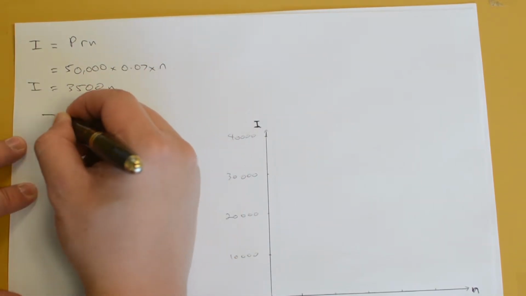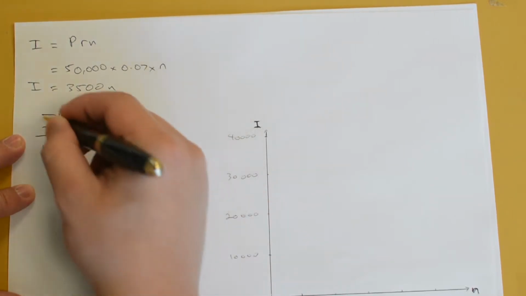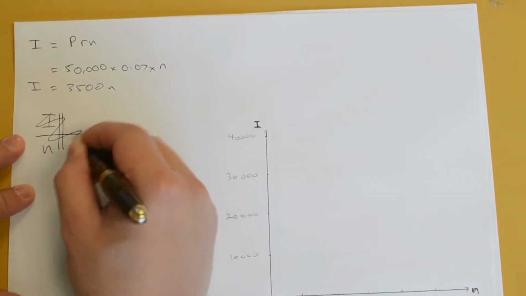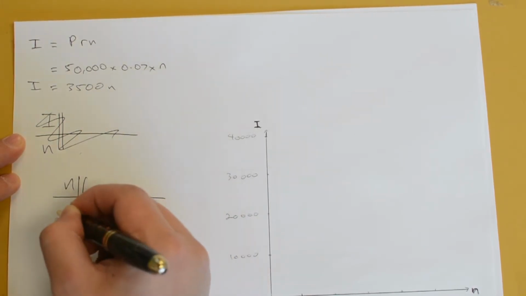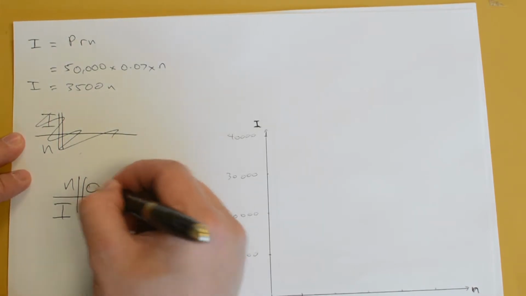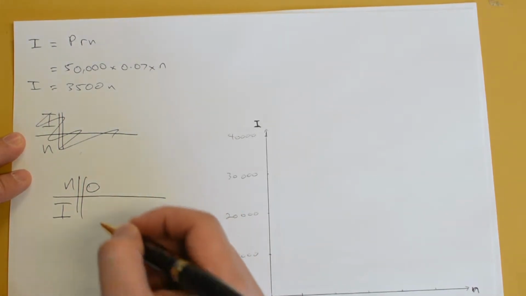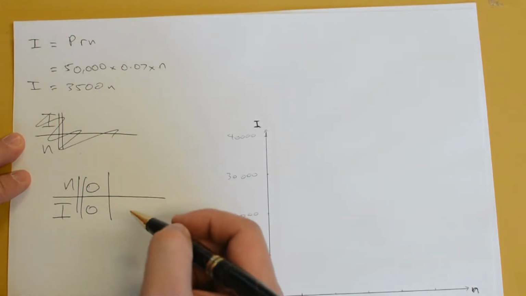Now, using our table of values, I've done it upside down. Sorry. The n on the top, because that's our independent variable, and our interest on the bottom, which is our dependent variable. For 0 years, 0 terms, we will get 0 interest. That's pretty easy. We substitute 0 into there.